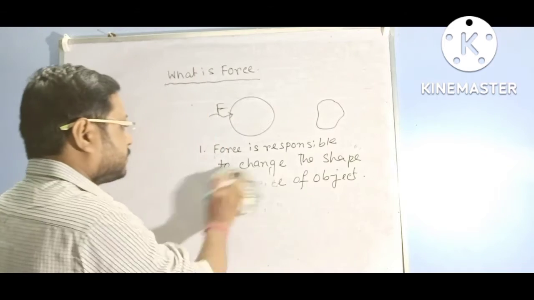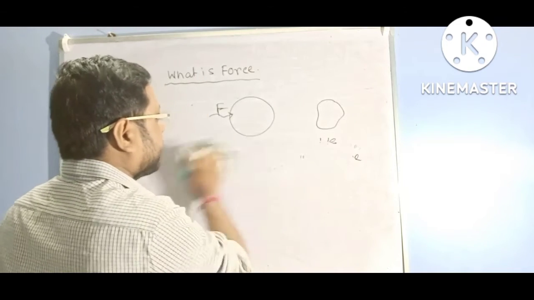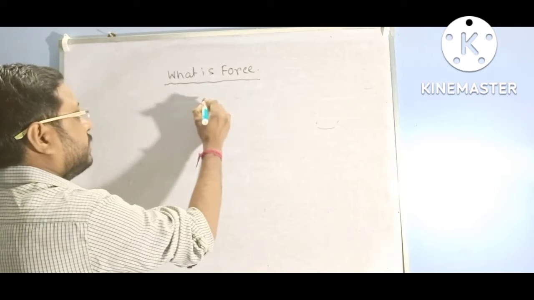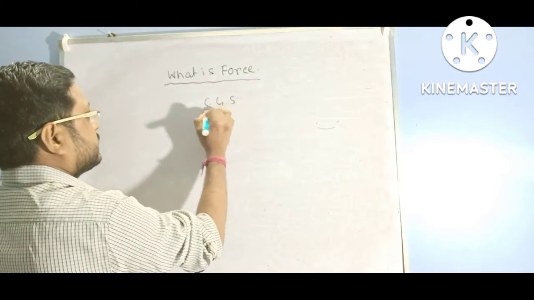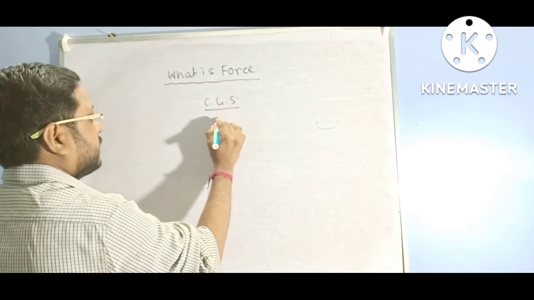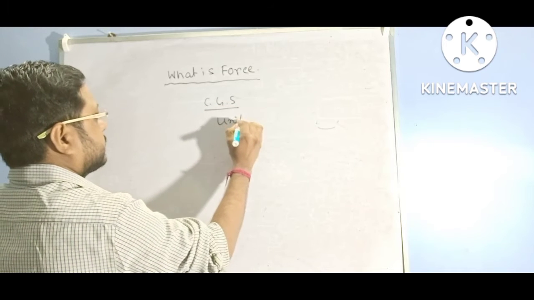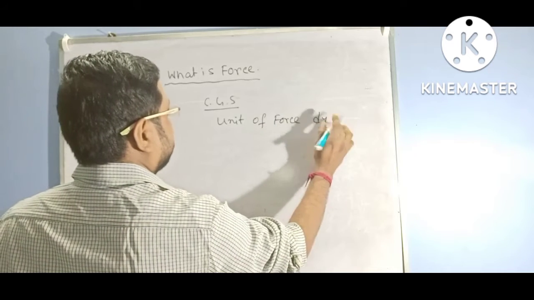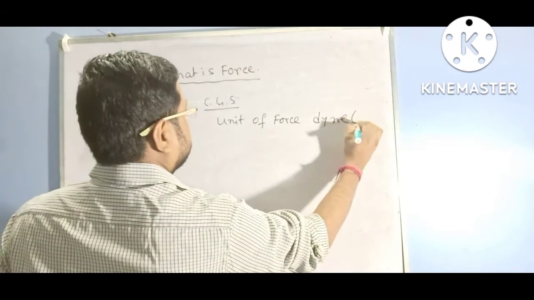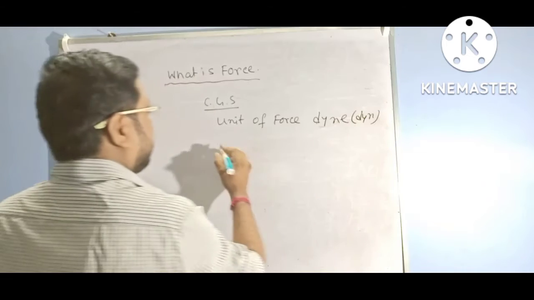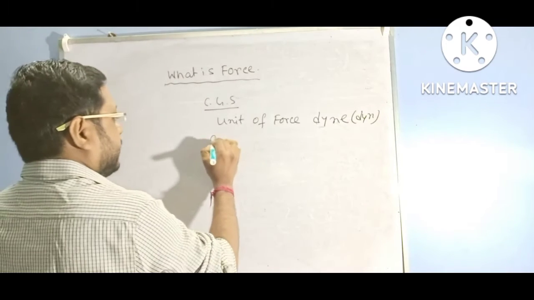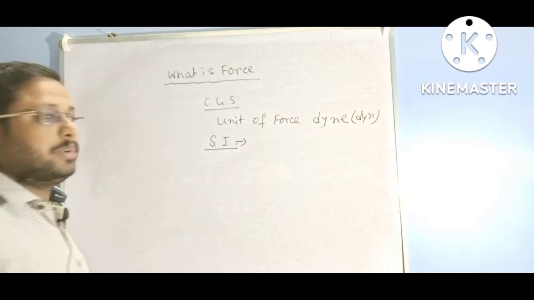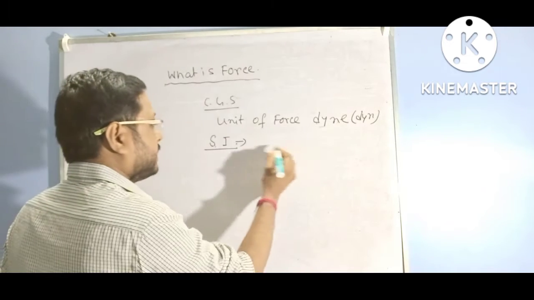Now, force is a vector quantity. Its unit in the CGS system is dyne. It is written as dyn, and in SI unit, SI means system of international unit.